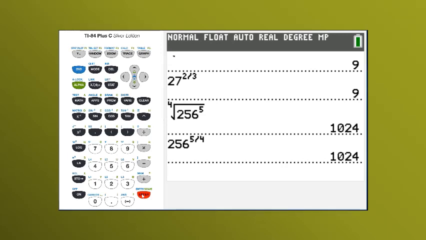Either way that I enter it, if I want to enter it as its exponential value, or in its radical form, as long as I enter it correctly, I know that the denominator is telling me what root I'm taking of the base. The numerator tells me what power I'm raising the base to under the radical. Line upon line, precept upon precept, here a little, there a little.